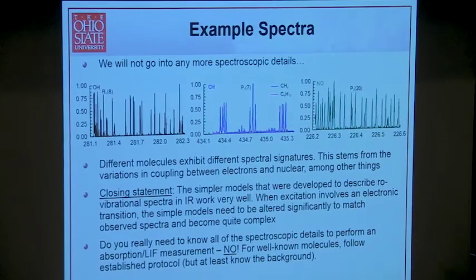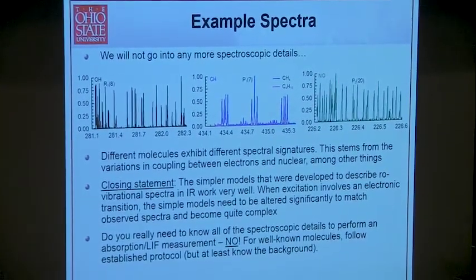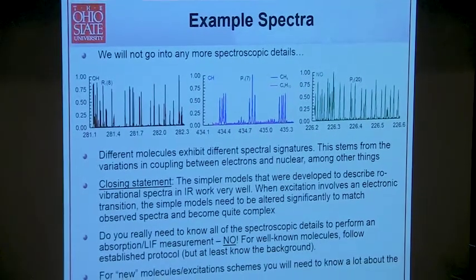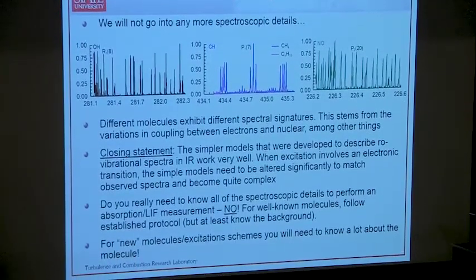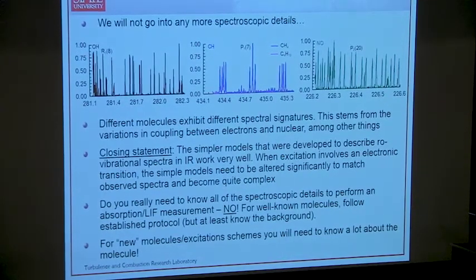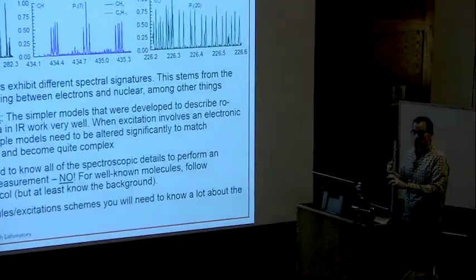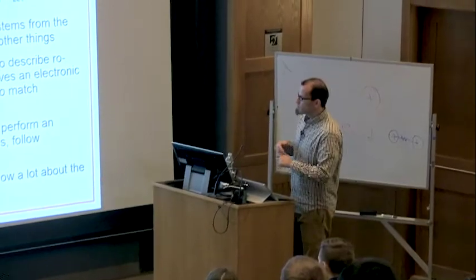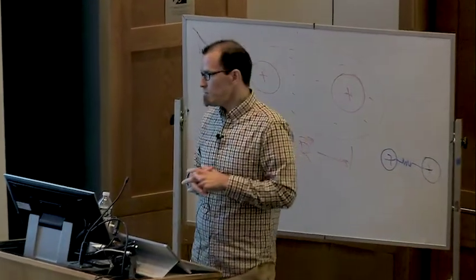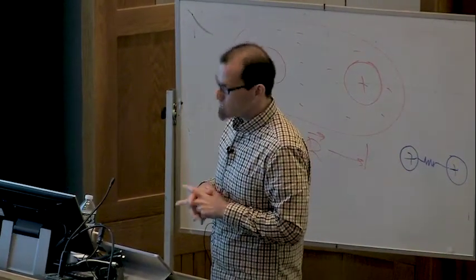Now, do you need to know all these spectroscopic details to perform an absorption or LIF measurement? Absolutely not. For well-known molecules, follow established protocol, but at least you know the background. But what happens if you get into spectroscopy or you find a new molecule that's not well known? You'll need to know a lot about the molecule to know, one, where to excite, and two, what transition, so you know how to interpret the signal. We'll get into that with fluorescence. So if you have a new molecule or excitation schemes that are not well known, you have to learn a lot about the molecule.